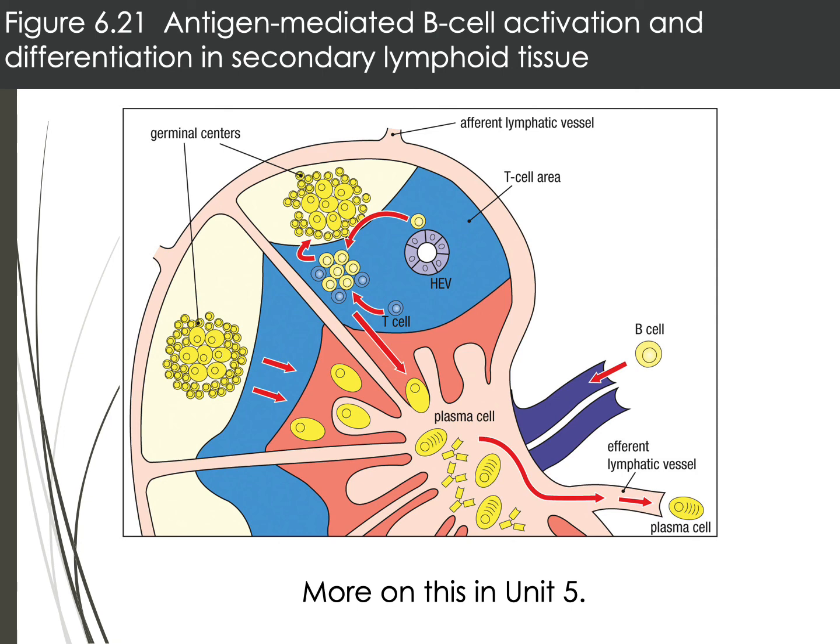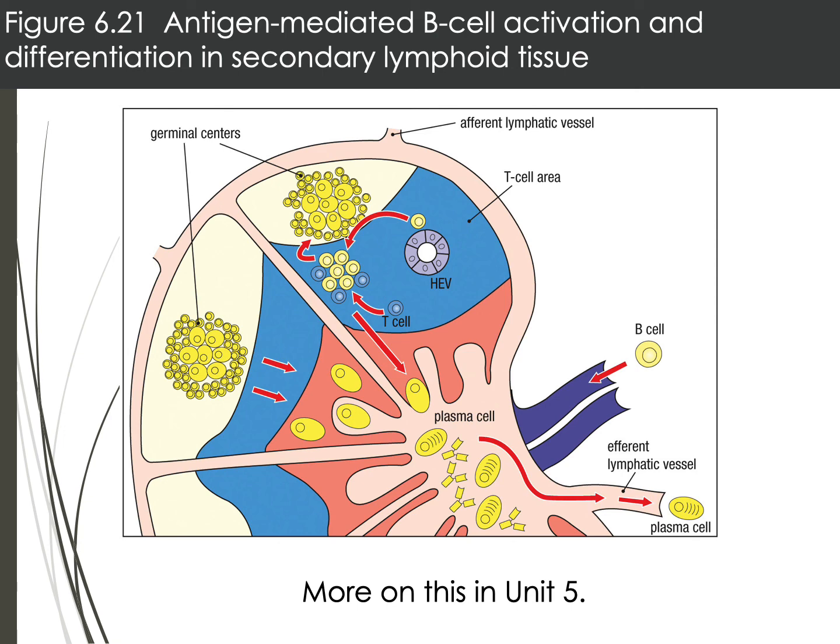So you can see those yellow cells interacting with the blue T cells in the T cell area, the T cell zone. And then it's going to move into the B cell zone, or the follicle, where, because it's interacted with antigen, it's going to proliferate, increase in numbers, and create these germinal centers. These germinal centers are high numbers of B cells that are proliferating. They will differentiate further into plasma cells.